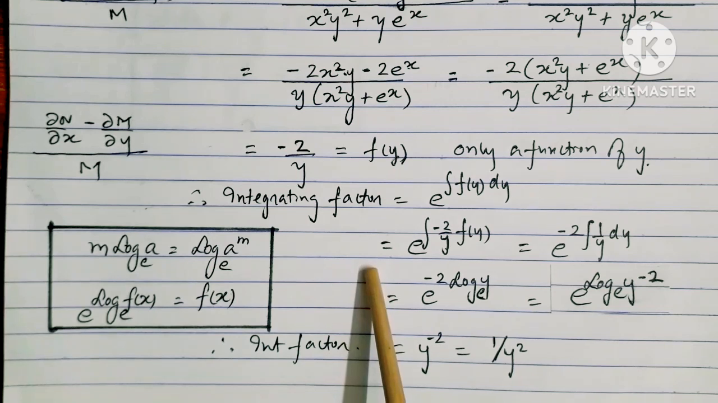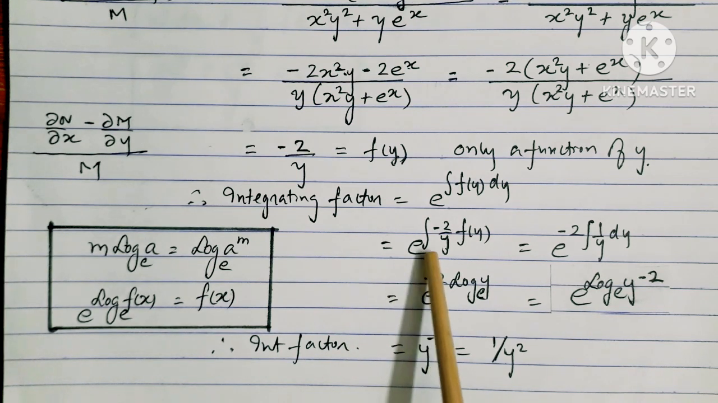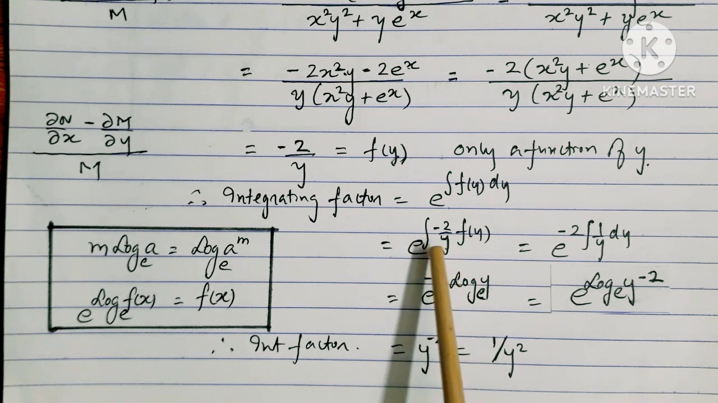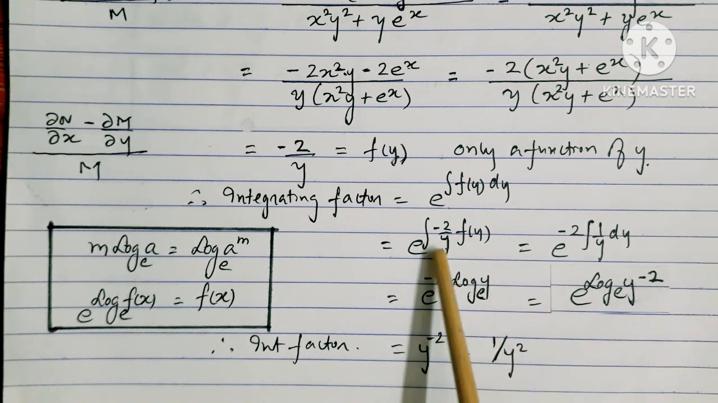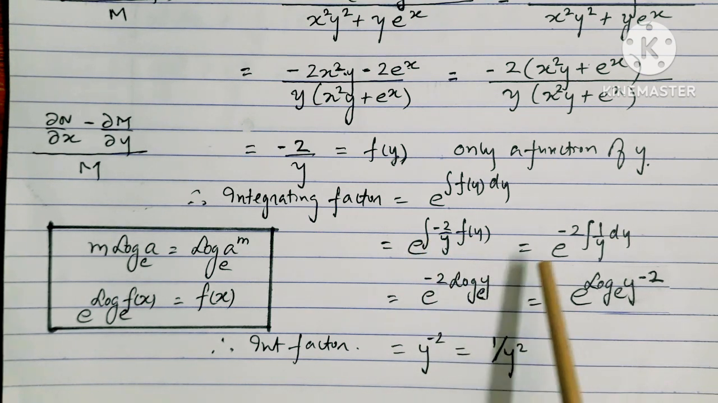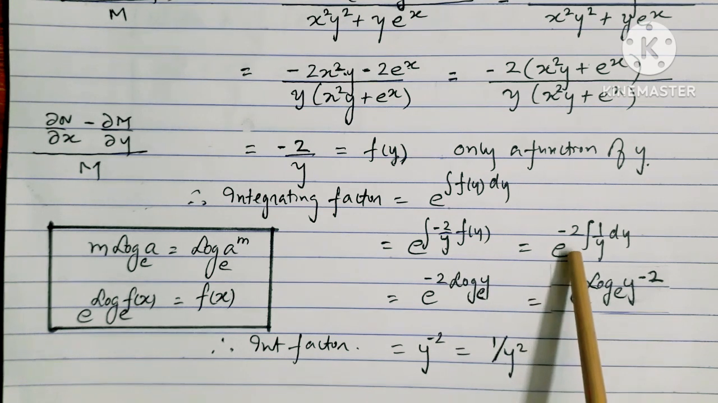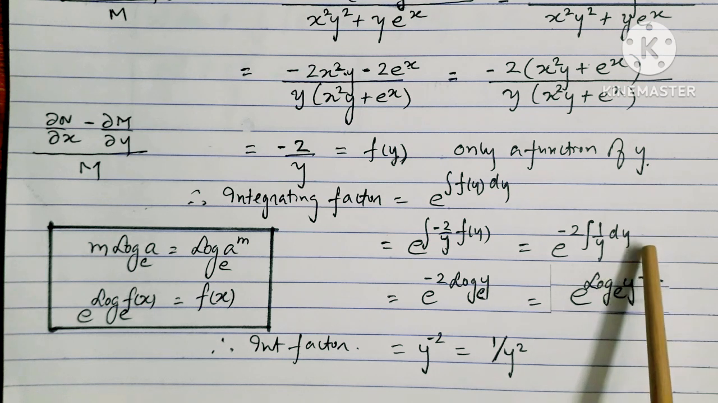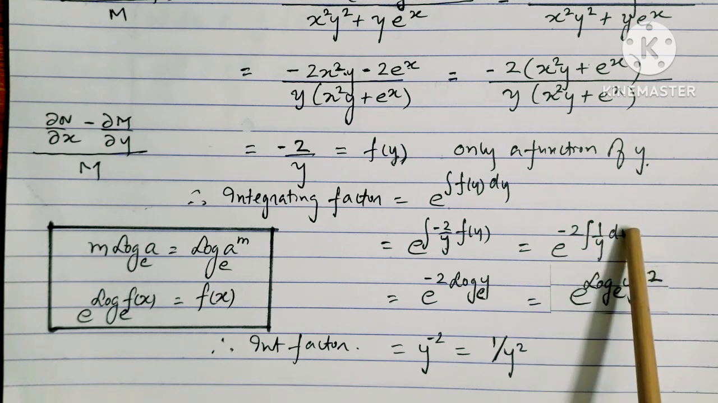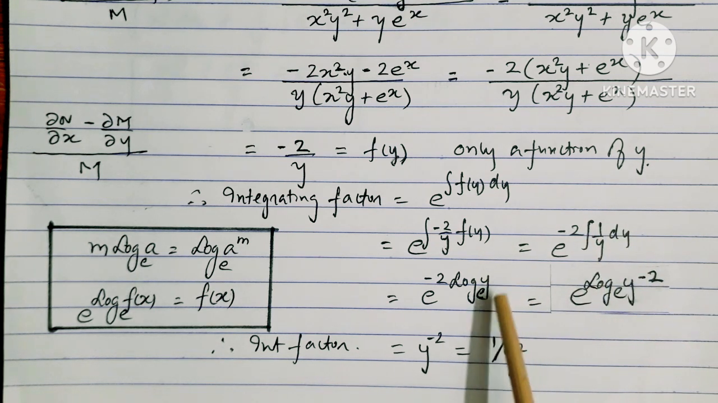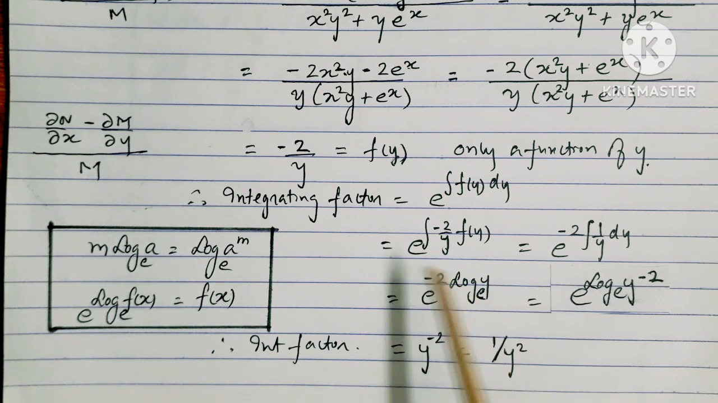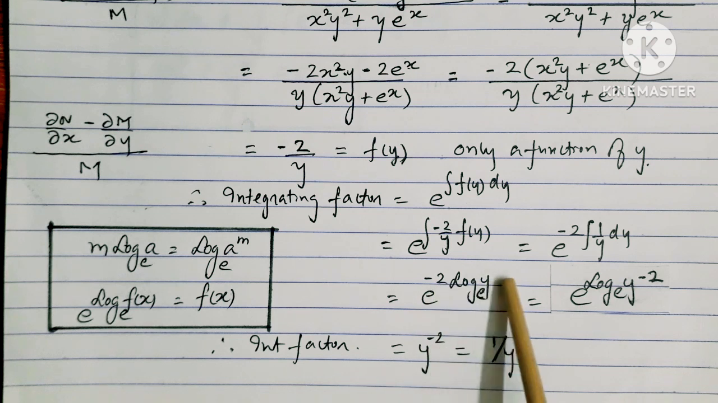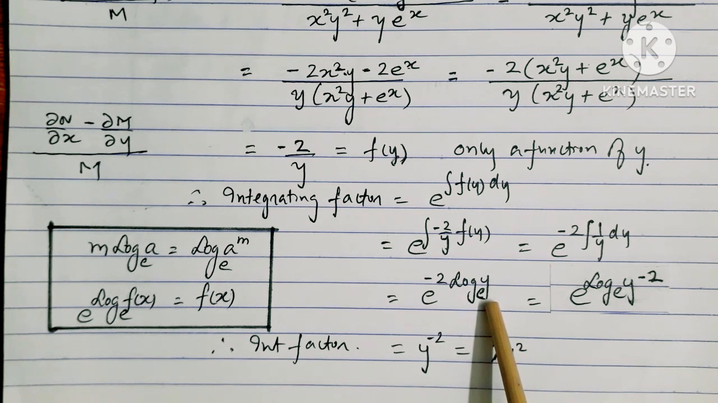So, the integrating factor would be e raised to integral minus 2 by y dy. Now, minus 2 being a constant, we can pull it outside the integral sign. So, the integrating factor would be e raised to minus 2 integral 1 upon y dy. And integral 1 upon y dy is equal to log y to the base e. Therefore, the integrating factor would be equal to e raised to minus 2 log y to the base e.